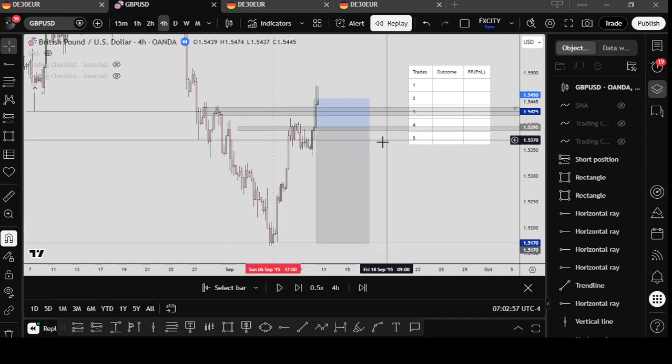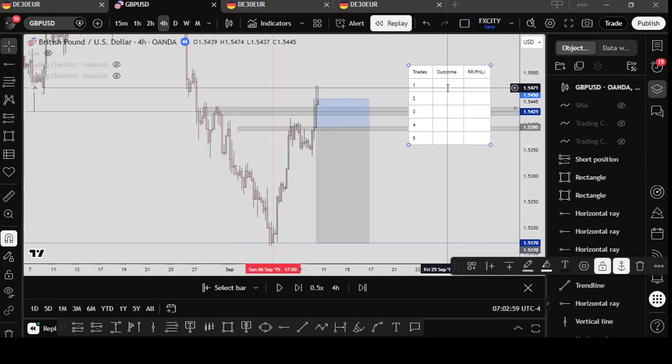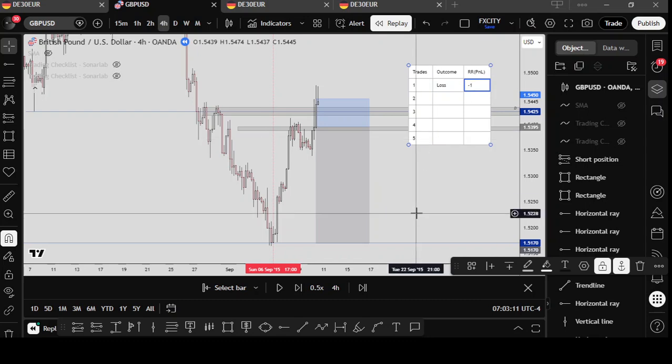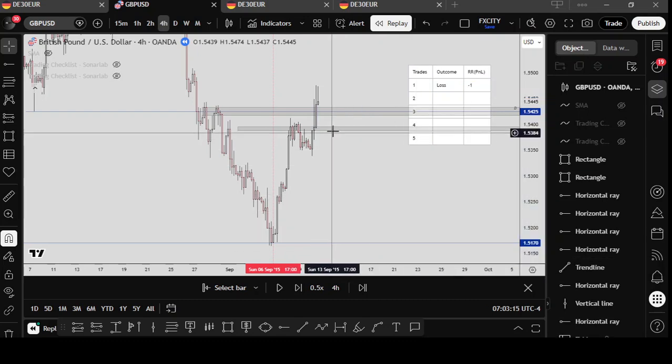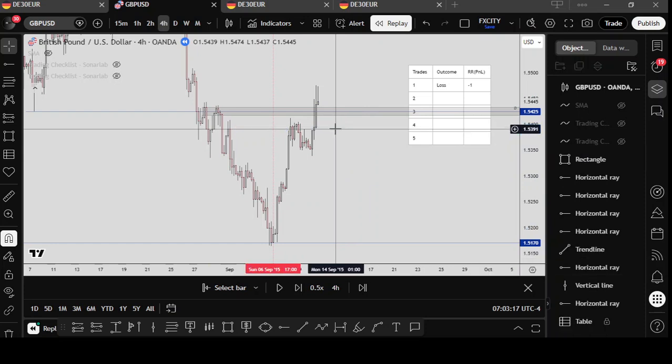So we get stopped out. So that would be the outcome of trade number one, right? So the outcome is going to be -1. So the first trade that we are taking, we lost that trade.